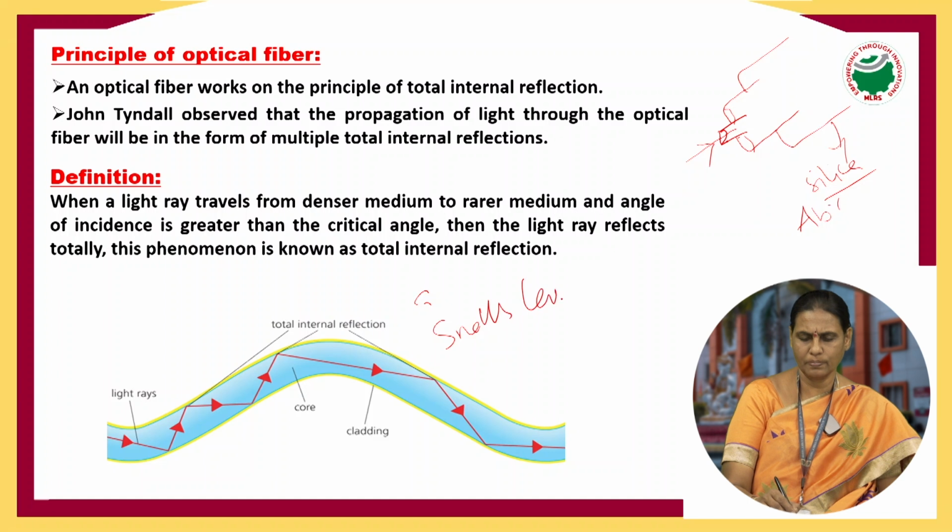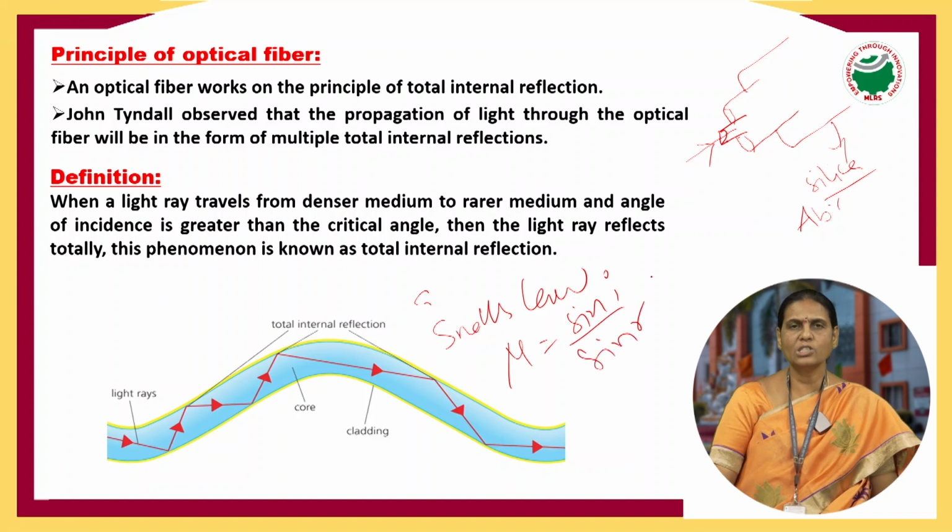What is Snell's law? It is the ratio of refractive indices, that is mu is equal to sin I by sin R. This is the basic Snell's law notation. What is I? I is called the angle of incidence. What is R? The angle of refraction or reflection. Mu is equal to sin I by sin R. That is the basic Snell's law.